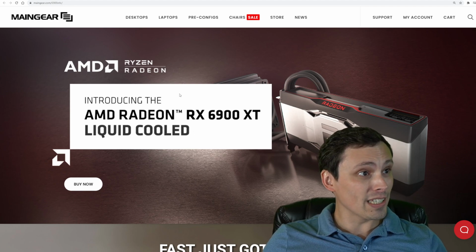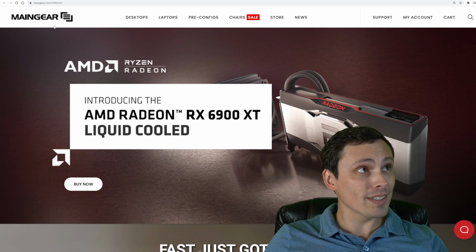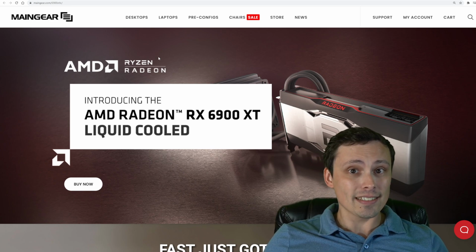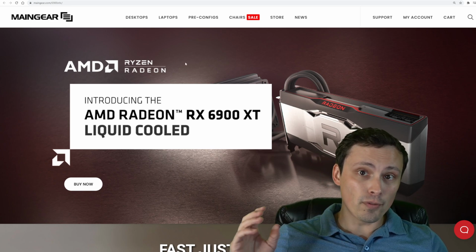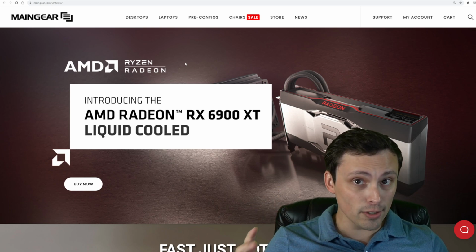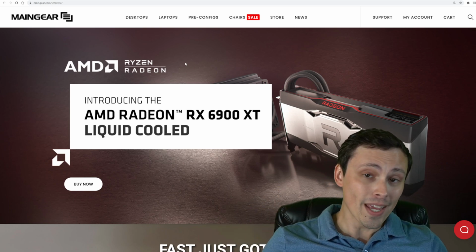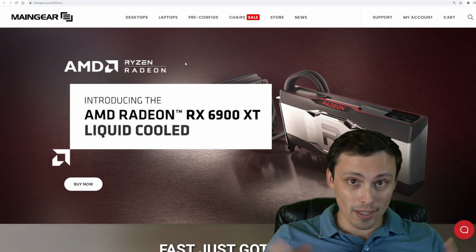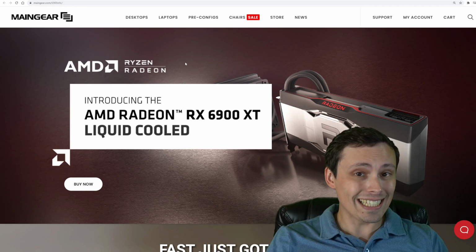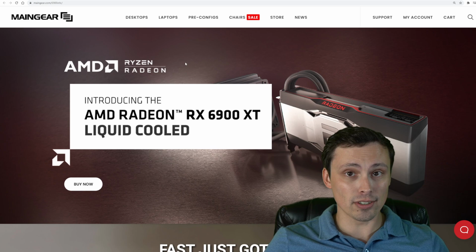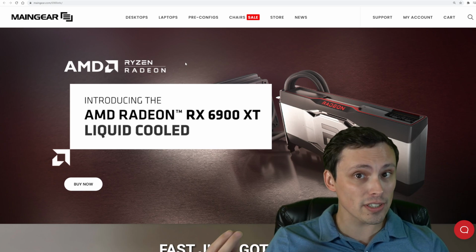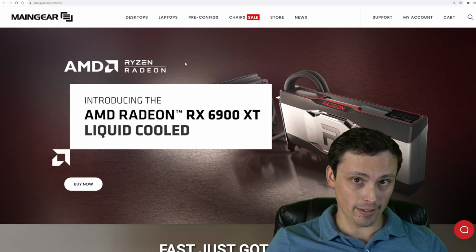And spoiler alert, there's a reason I'm over at a pre-built site like Main Gear. This does not appear to be available for purchasing just the GPU. It seems to be only available at pre-built system integrators, at least right now. I don't think there's any word out on whether we could eventually buy these separately.